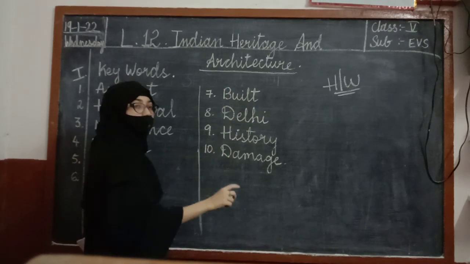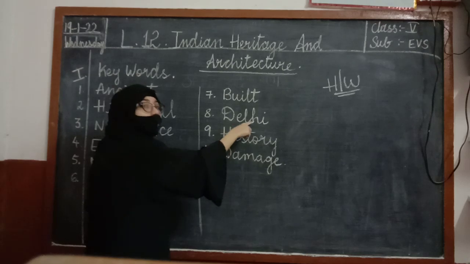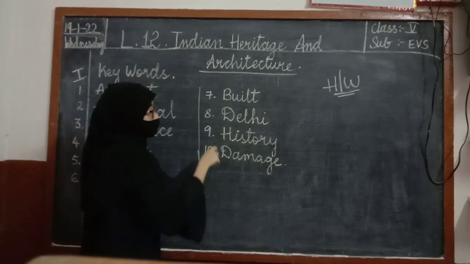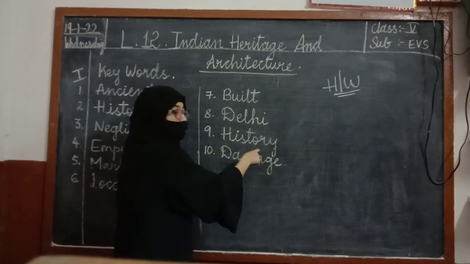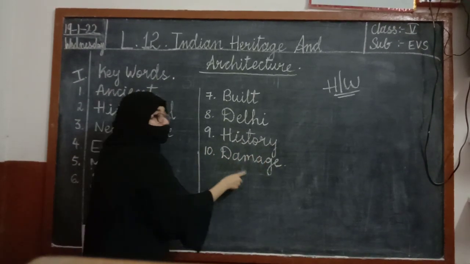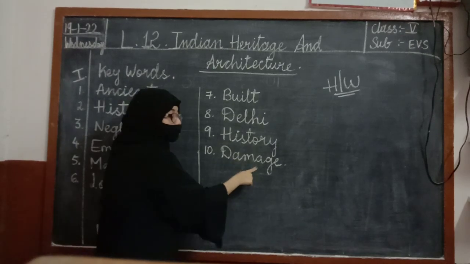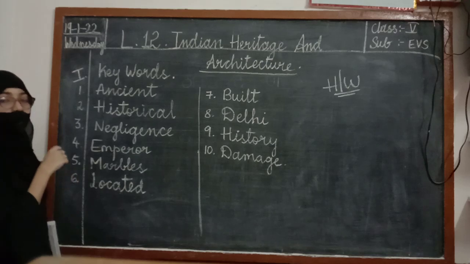Number seven, built. B-U-I-L-T, built. Number eight, Delhi. D-E-L-H-I, Delhi. Number nine, history. H-I-S-T-O-R-Y, history. Number 10, damage. D-A-M-A-G-E, damage. So these are your 10 keywords.